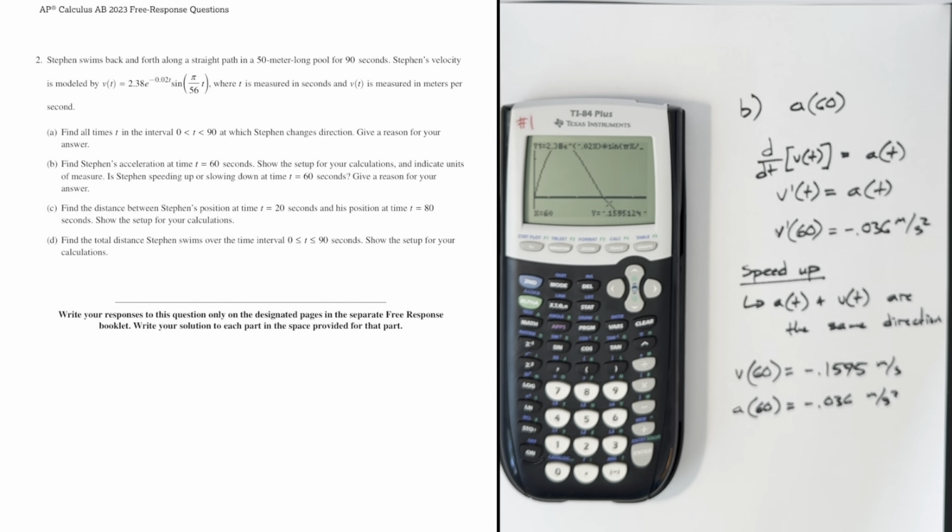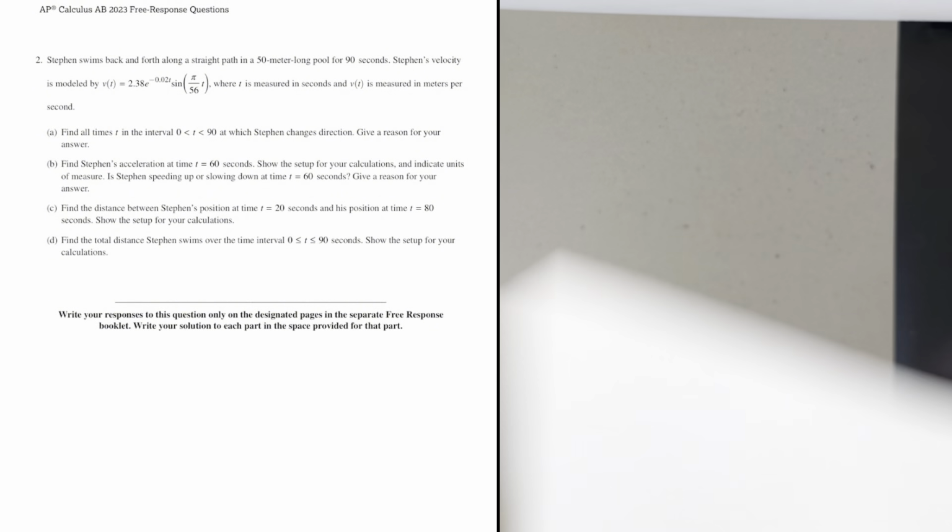Relatively easy if you know what you're looking for. All the tools you need are in the calculator for this one. The question is, do you know what you're looking for? Do you understand what the AP is asking for? But now, let's move on to part C.